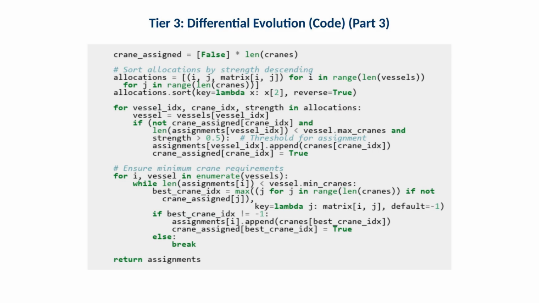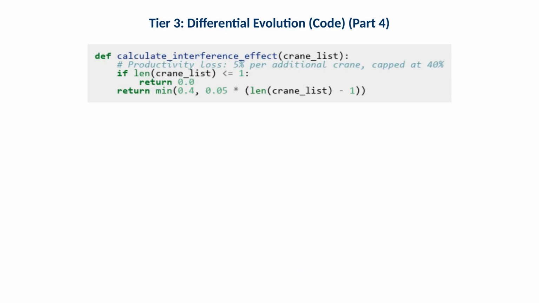Operationally, fitness must penalize infeasible allocations strongly enough that the search does not drift toward unrealistic solutions. This final section performs selection and updates the population across generations.